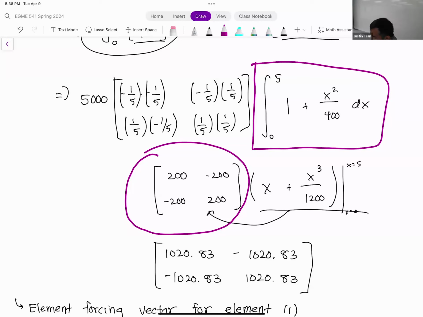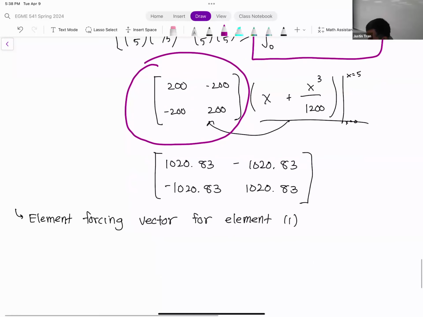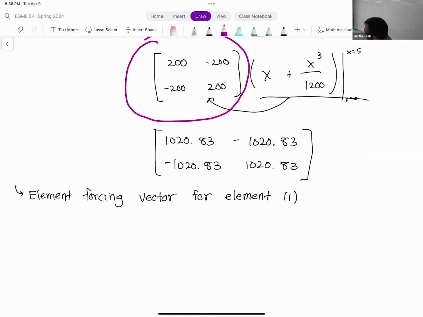Okay. And so we evaluate that integral, we get x plus x cubed over 1200, evaluated from x equals 0 to x equals 5. And we multiply that factor through the entire matrix. And then what we get is this 2 by 2 matrix. So this is the element stiffness matrix of element A. Okay. So you have 1020.83, -1020.83, -1020.83, and 1020.83. Okay. All right. So that's our first element stiffness matrix. And we're going to hang on to that.